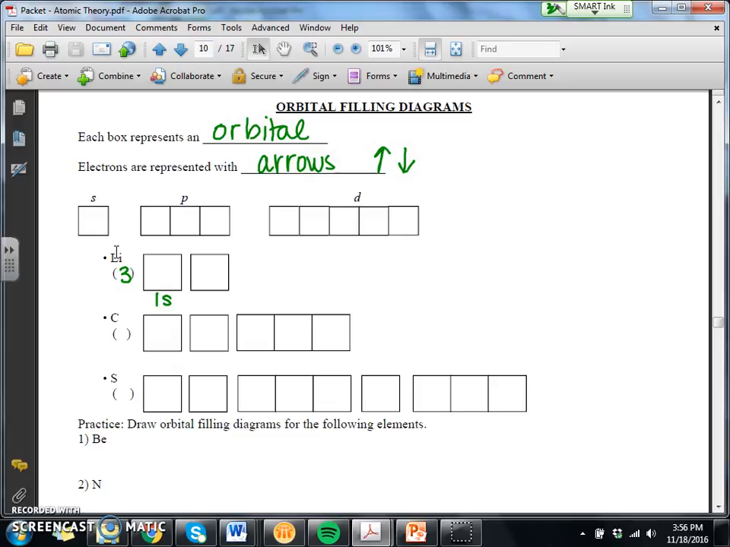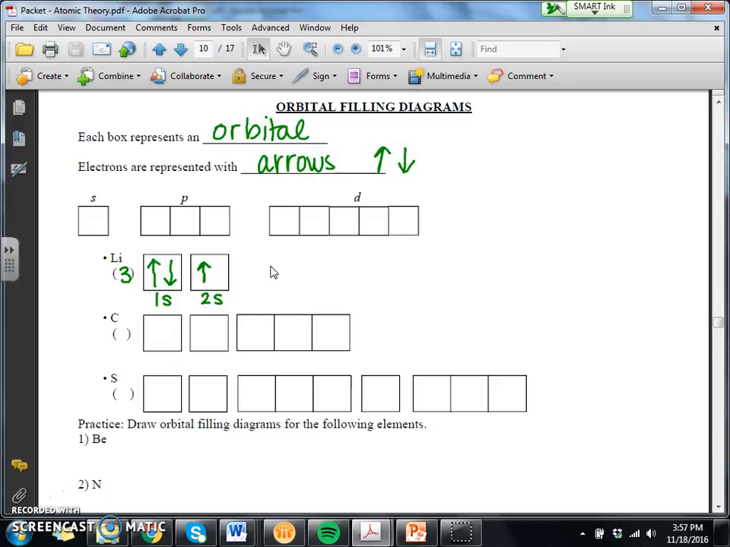My first energy level and my s sublevel. And then I have 2s. So 1 up, 1 down, 3. 3 arrows, 3 electrons in lithium. Notice that in my orbital, I only have 2 arrows, and that each box has 1 up, 1 down. This arrow is unpaired because I only have 3.